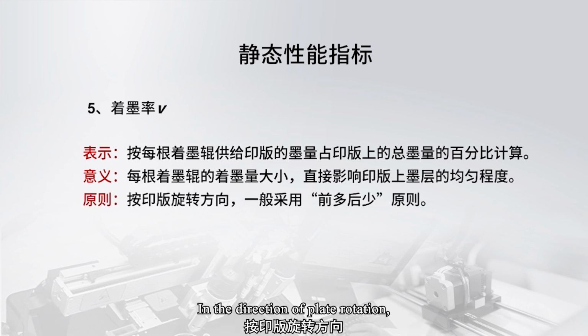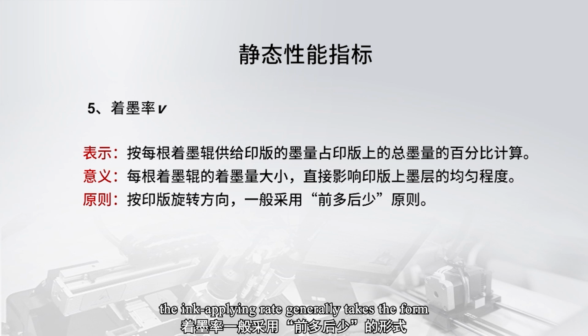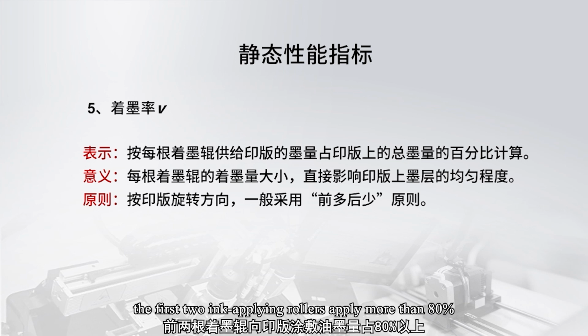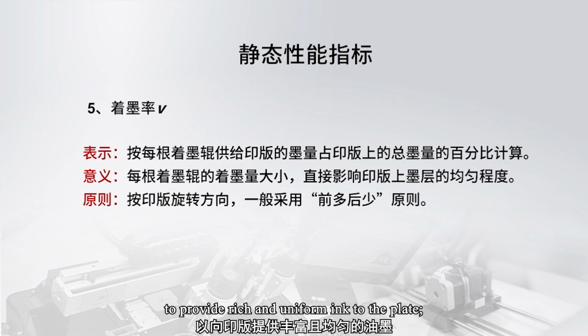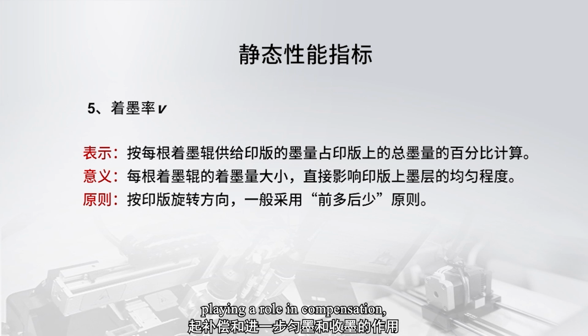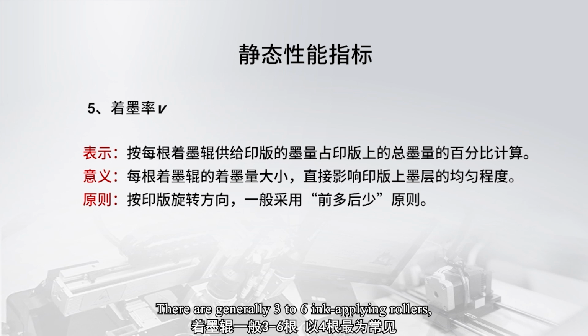In the direction of plate rotation, the ink applying rate generally takes the form of more in the front and less in the back. Usually, the first two ink applying rollers apply more than 80% of the ink amount to the plate to provide rich and uniform ink to the plate. The last two ink applying rollers apply less than 20% of the ink amount, playing a role in compensation, further ink leveling, and ink collecting. There are generally 3 to 6 ink applying rollers, and 4 is the most common number.